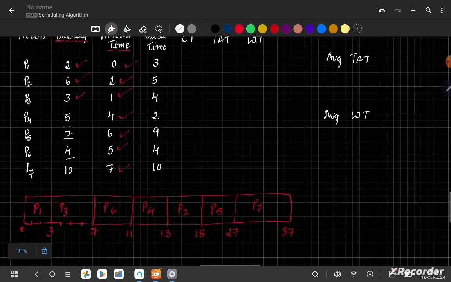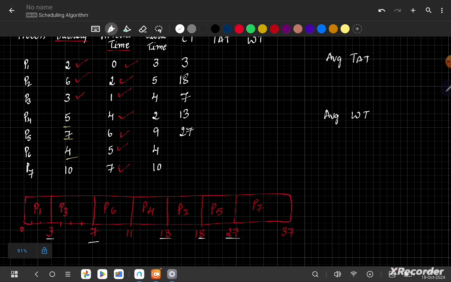For completion time, we have to see when the process has completely finished the task. So P1 has completed at 3, so completion time will be 3. P2 is 18. P3 completed at 7. P4 completed at 13. P5 completed at 27. P6 at 11. P7 at 37. So these are the completion times.